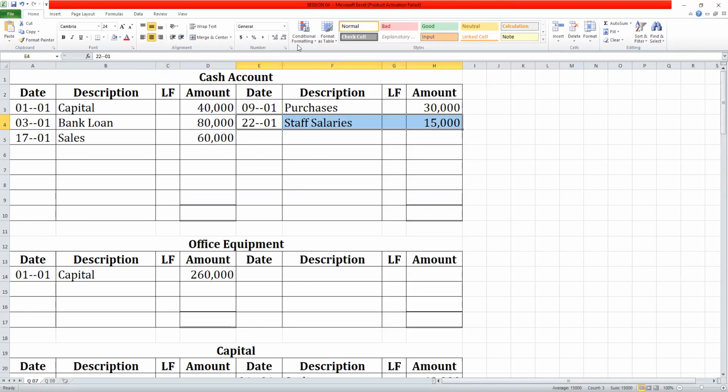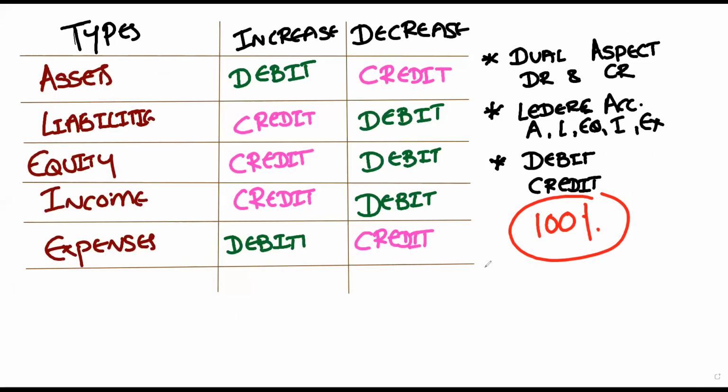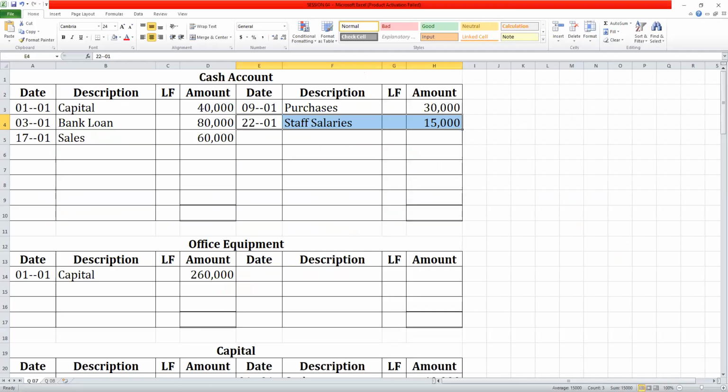You must always memorize this. That is for sure. This table. Right? Good. Let's move to the next transaction after the staff salaries.